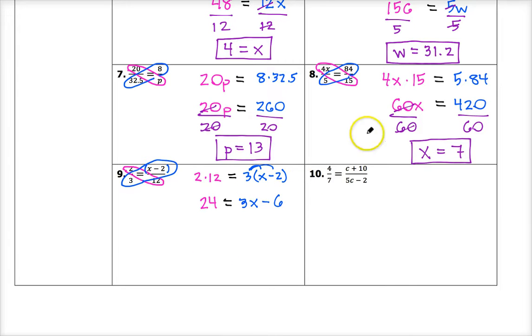So now we can add 6 to both sides, and we get 3x is equal to 30. And then divide both sides by 3. x comes out to be 10.